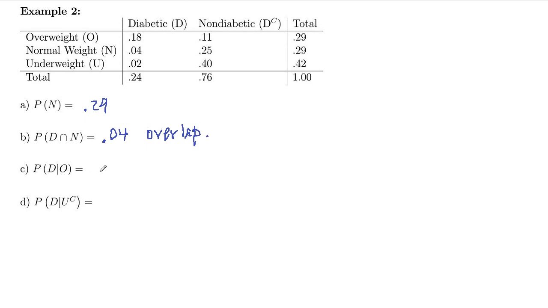And then now we got a conditional probability. So probability of D given O. Your given probability determines the denominator. So probability of overweight, and then we do the probability of the intersection on top. So this would be D and O. So diabetic there and overweight here. The intersection is 0.18. That's our numerator.